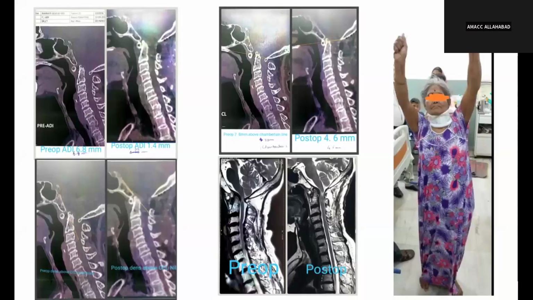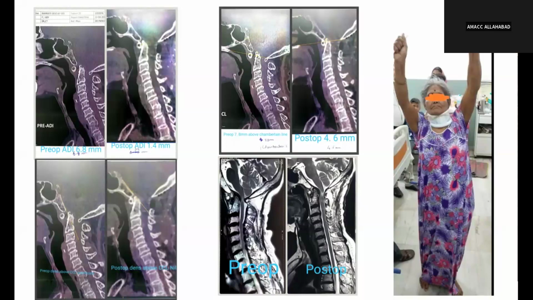So these are the measurements which we take in case of atlantoaxial dislocation and basilar invagination. This is the atlantodental interval. Preoperatively it was 6.8 mm, but after surgery it became 1.4 mm, which is within normal limits. Second thing is the basilar invagination, that is the clivus canal line. The dens was crossing this clivus canal line, but after surgery, it has come down. So the posterior effective canal diameter increases significantly.